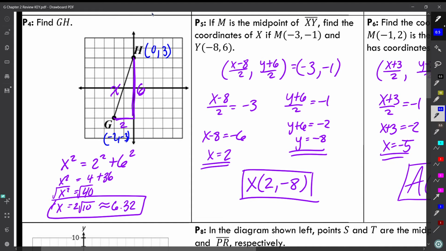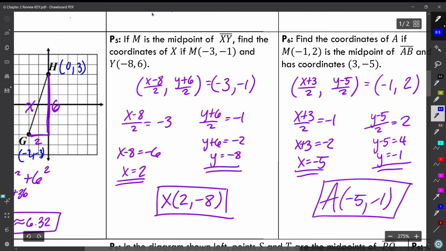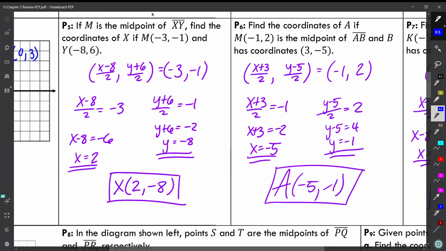So 2 squared plus 6 squared, that's 4 plus 36 to give me 40. Square root both sides to get rid of the squared on the left. Square root of 40 simplifies to 2 square roots of 10, and that is approximately 6.32. You could just plug these 2 coordinates into the distance formula as well if you want to do that way. Okay. Number 5, if M is the midpoint of segment XY, find the coordinates of X if M has coordinates (-3, -1). So this is my midpoint.